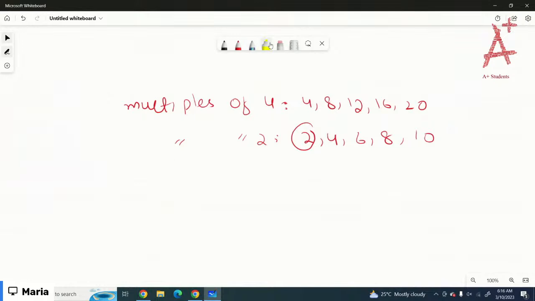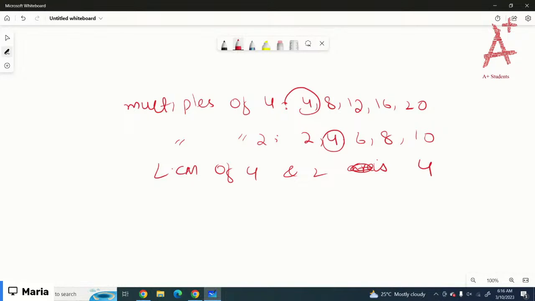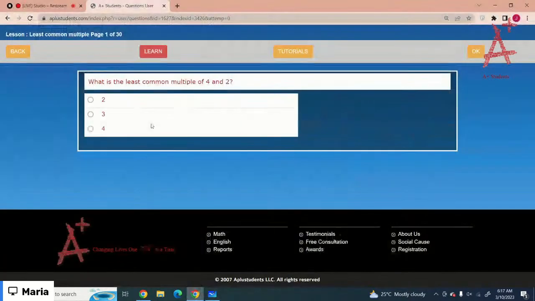The smallest common multiple is 4. Got it? That means the least common multiple of 4 and 2 is 4, not 2. You don't have 2 in the table of 4, but you have 4 in the table of 2. So the least common multiple is 4. So the LCM is 4. Got it?